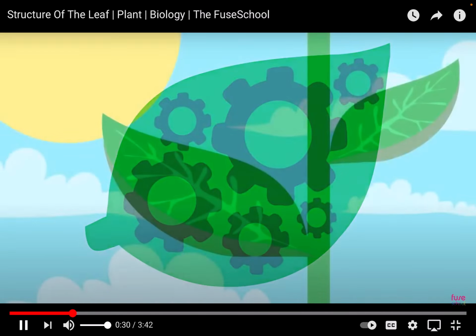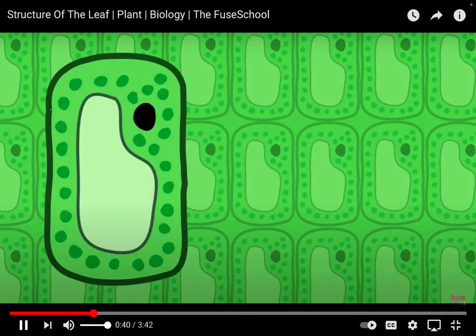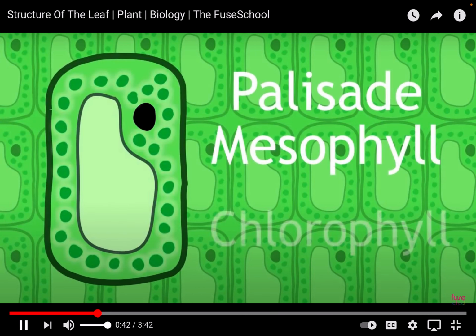Let's start with sunlight. Have a look at a leaf. The top of it is exposed to the most light, so the cells specialized for trapping light are on top. These cells are called palisade mesophyll, and they're packed full of chlorophyll, the green chemical that plants use to absorb light.